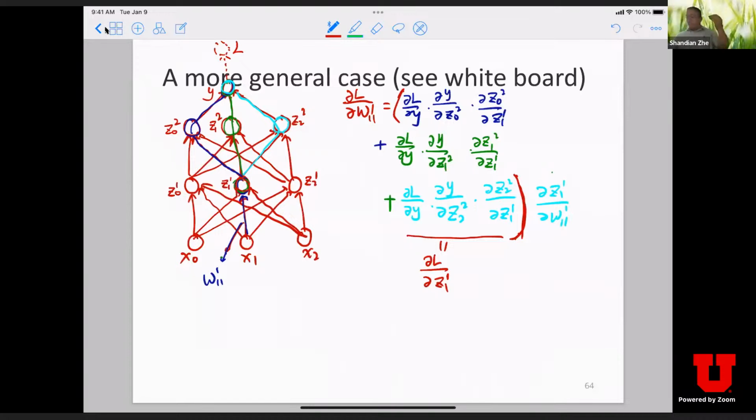So that means if we know this partial L over partial Z11, we don't need to recompute it. Let's just assume we have it cached. So what if I want to compute another edge weight pointing to Z11 as well, which is W211? If we want to compute partial L over partial W211, how can we compute it?